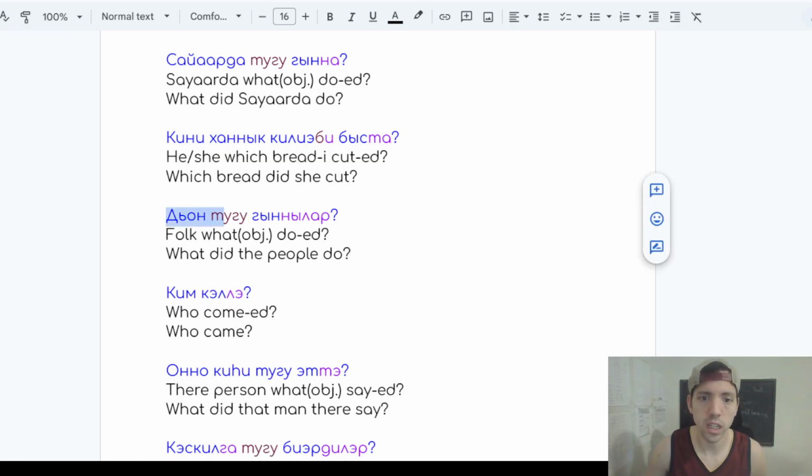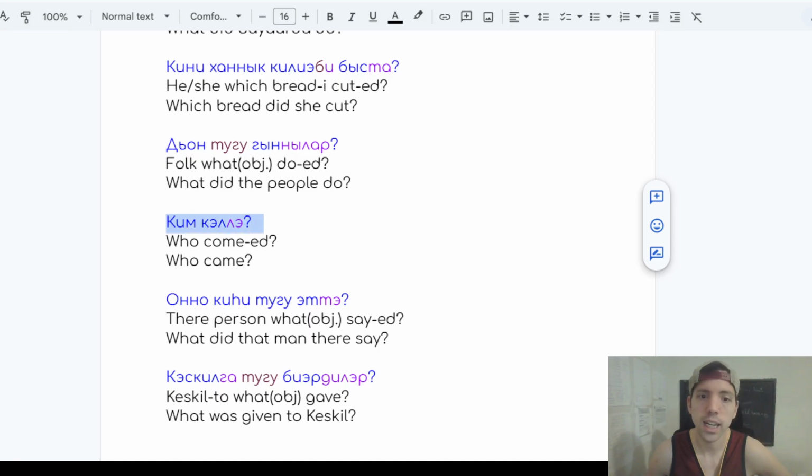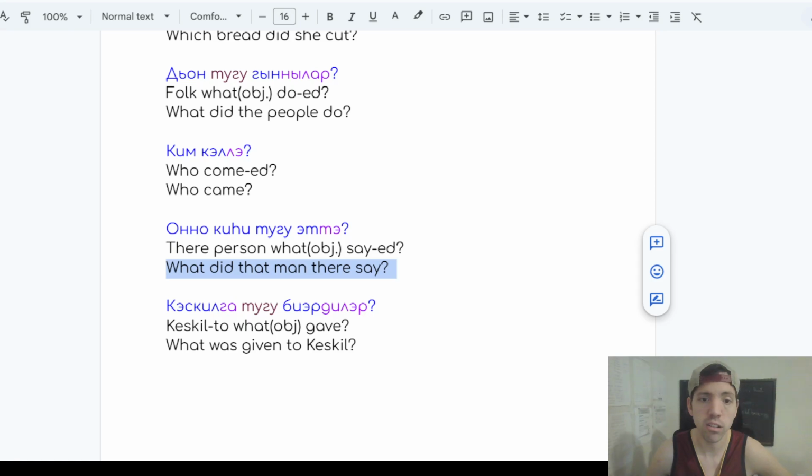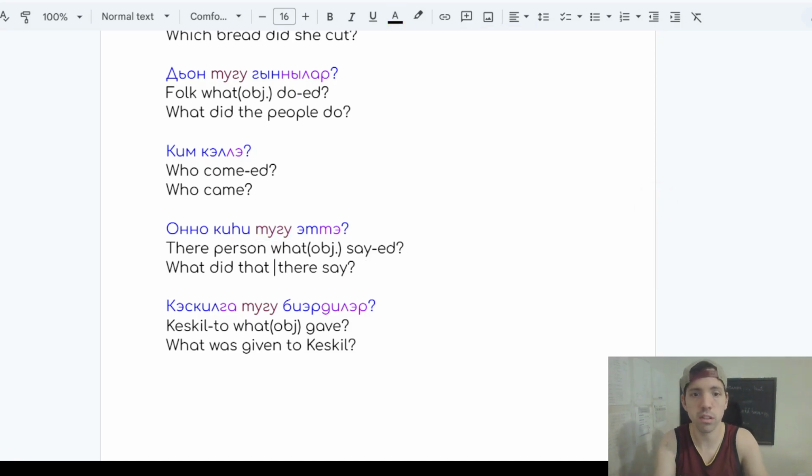John tugu kenalar. What did the people do? And I put folk in the literal translation because John is an uncountable noun as far as I understand, like the word folk. Although we do count folk, a lot of people say folks. But anyway. Kim kelle. Who came? Onna kihi tugu ette. What did that man there say? Well, it might not be man. So I put man, but we could also say person.